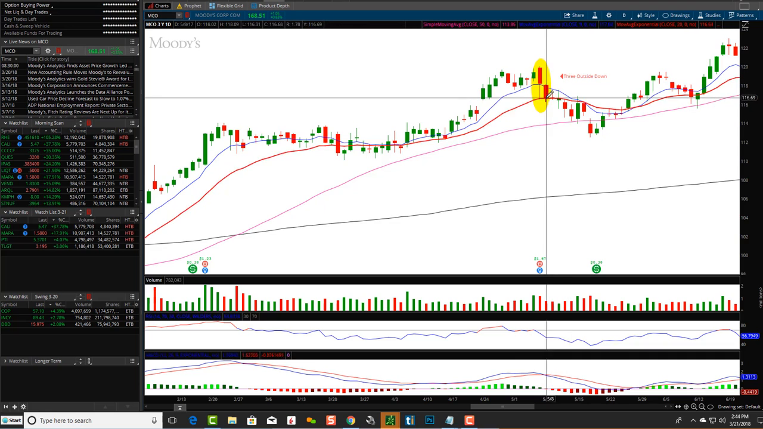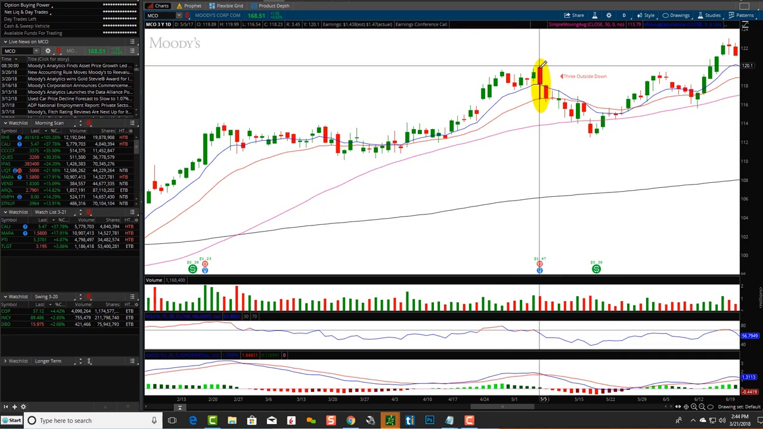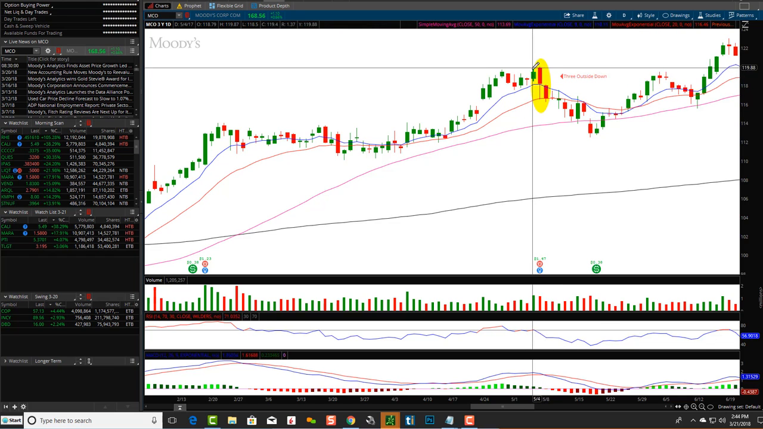And then you get some dojis going on over here. And then it kind of just messes around. So it's a potential reversal pattern. This is your warning right here. Once that red candle envelops it, that's a potential look out. We're looking to potentially reverse and go to the downside.